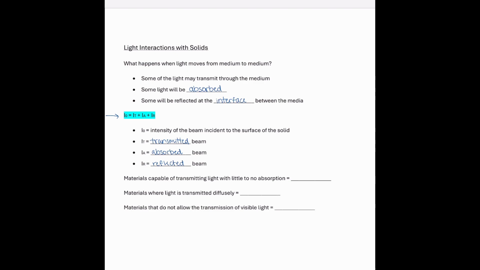Now, back to what I was talking about at the start. We have materials that are capable of transmitting light with little to almost no absorption, and those materials are called transparent, or, in more familiar terms, clear.